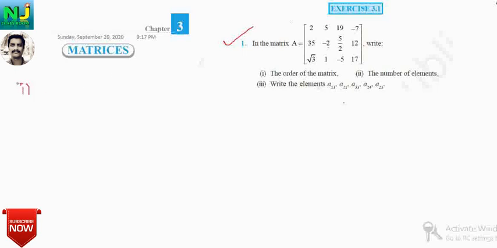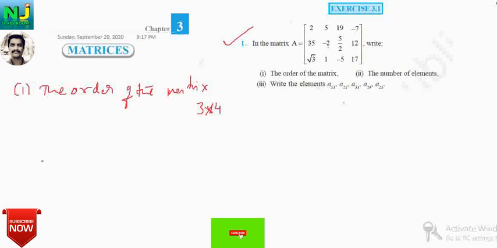The first one is the order of the matrix. So what is the order of the matrix? Look at here. How many rows are there? Row 1, 2, 3. How many columns are there? 1, 2, 3, 4. So therefore 3 cross 4 is the order. This is the solution for part 1.